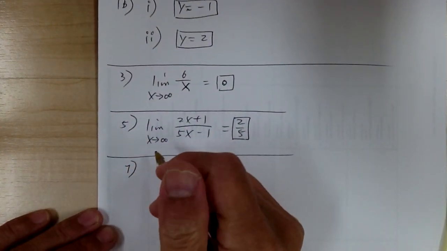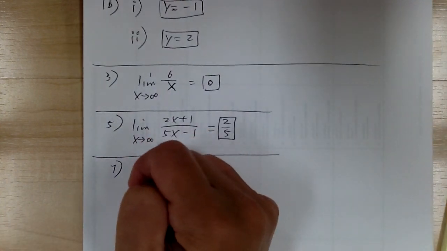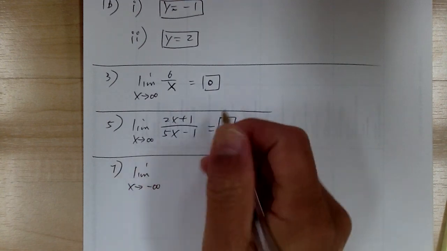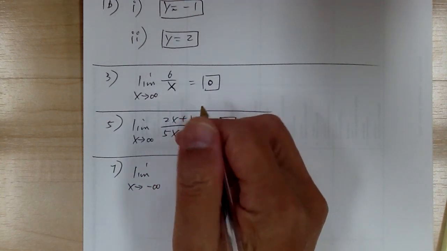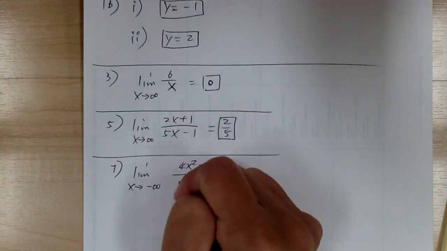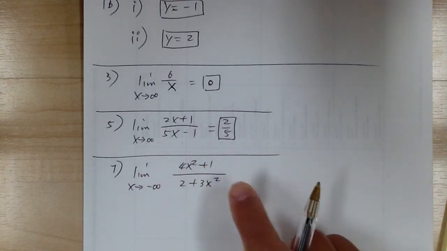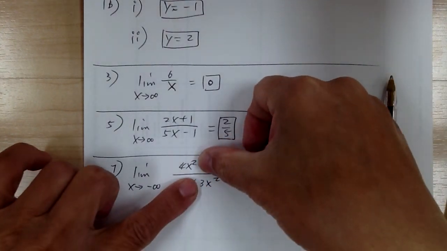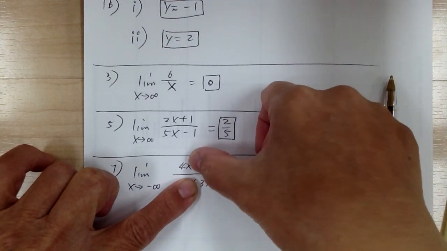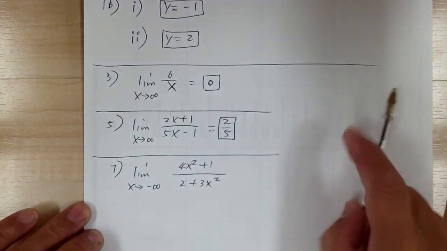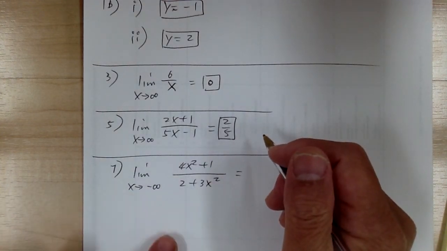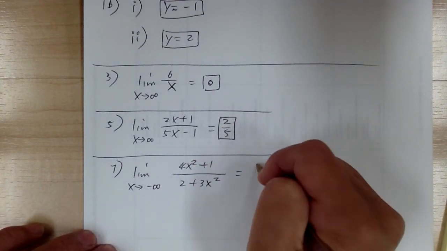Number 7, you have the limit as x approaches -infinity of 4x squared plus 1 over 2 plus 3x squared. Again, all you have to do is look at the highest degree term. So you've got 4x squared over 3x squared. Since they have the same exponent, you just look at the coefficients, so it will be just 4 over 3. Because when x approaches infinity or -infinity, all the lower terms become insignificant.